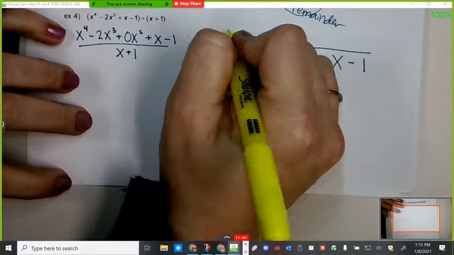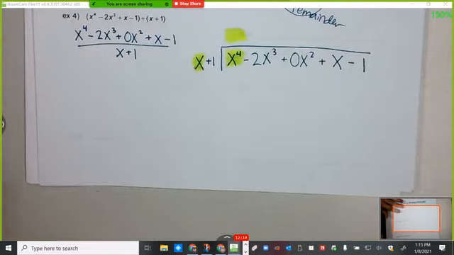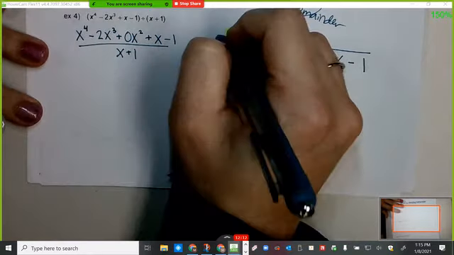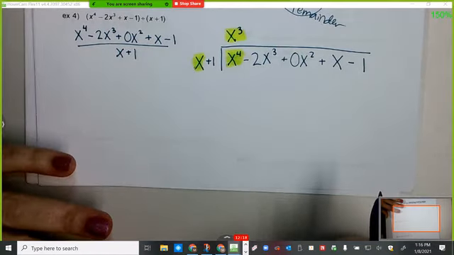X times what gives you x to the 4th? X to the 5th. Okay, so then we multiply. I'm going to give y'all another second just in case you're not done writing.